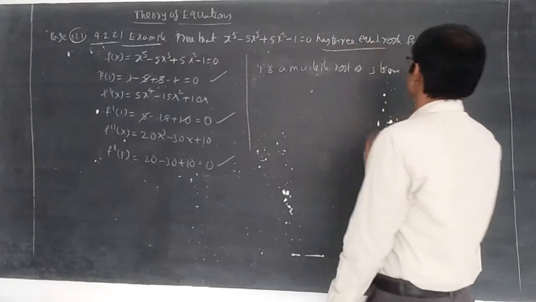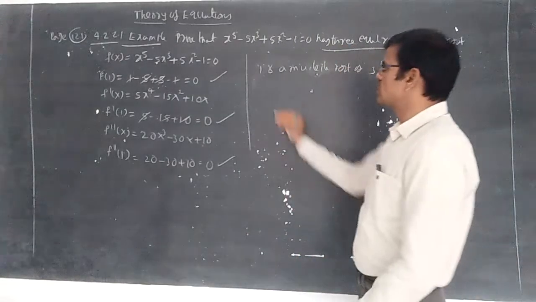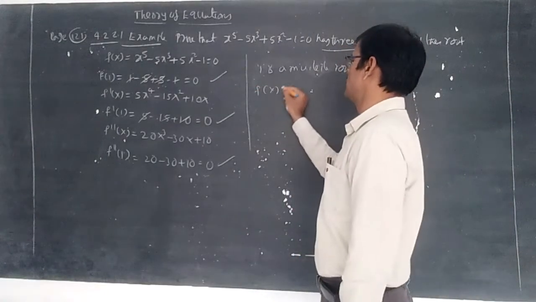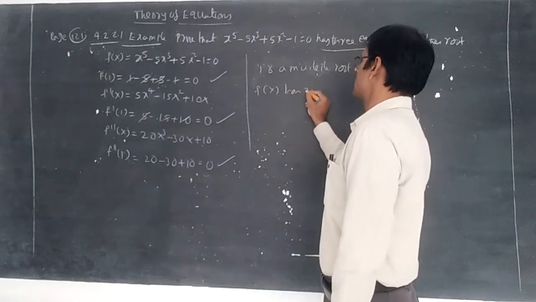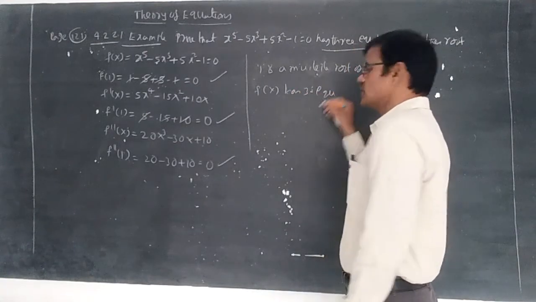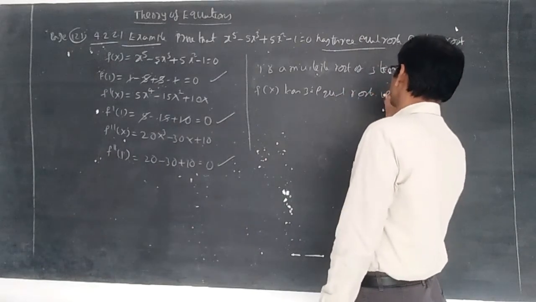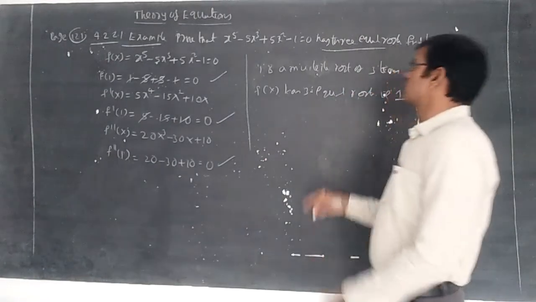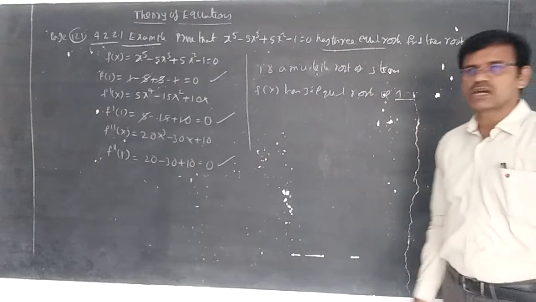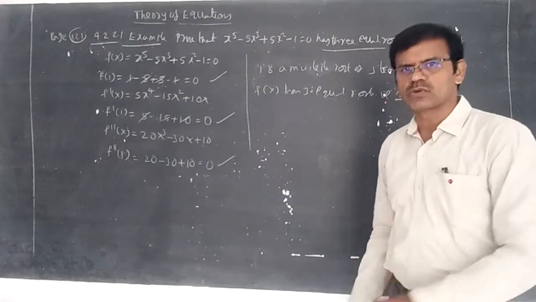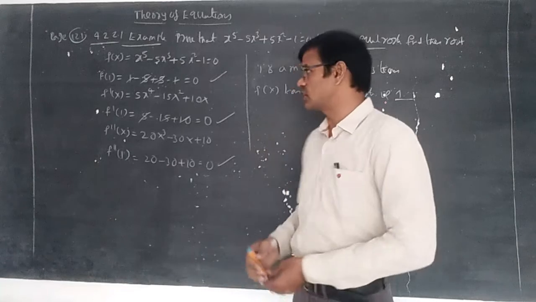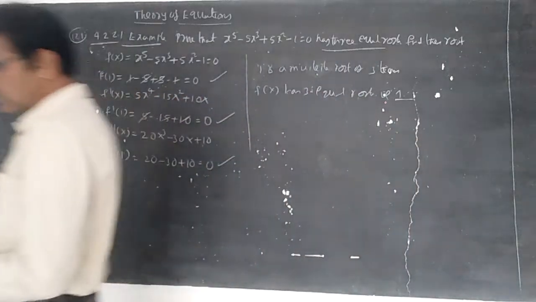That is, f of x has 3 equal roots, and it is only 1. No need to find this root, it is only asking for that. No need to calculate the other roots. If he is asking us, we can calculate. This is the small example.